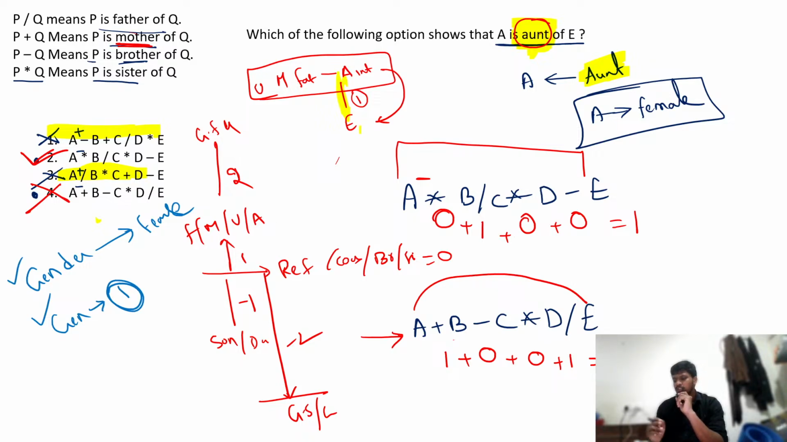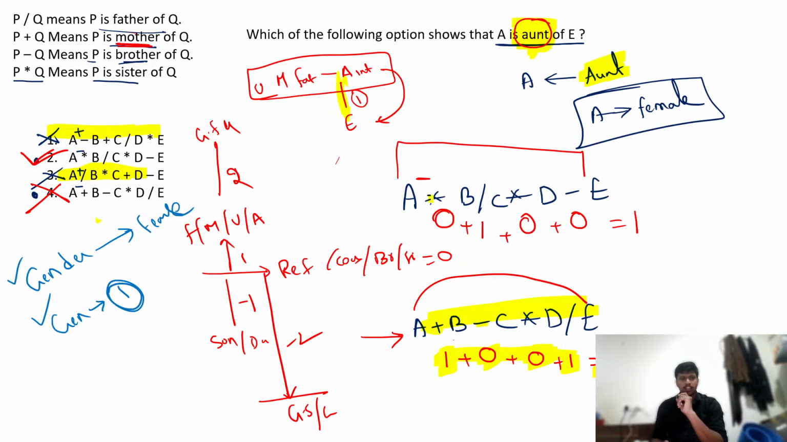So you just need to check for the option which has exactly 1 generation gap. If I take option B, plus means mother, 1 generation gap. Minus means brother, 0 generation gap. There won't be any gap between you and your brother, same generation. Next, into means sister, no generation gap. By means father, 1 generation gap. So add all of them, because I want between A and E. You are going to get 2, but I want only 1. So this is also not my answer.